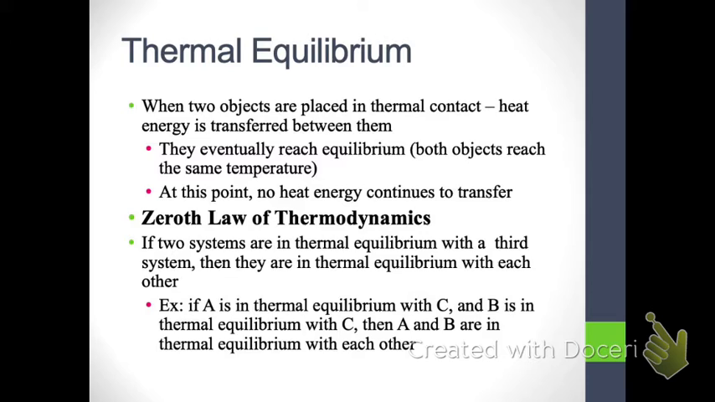So if A is in thermal equilibrium with C and B is in thermal equilibrium with C, then A and B have to be in thermal equilibrium with each other. There's a math law that goes with that too. I don't know what it is, but it's the same thing. I guess I shouldn't have said 0th law up above. It really fits with this: A equals C, B equals C, so A equals B.